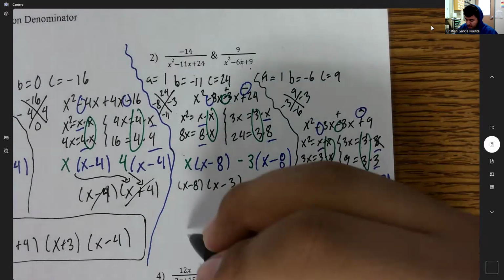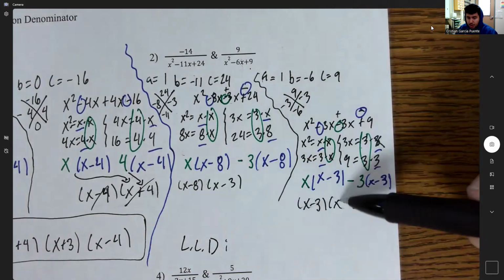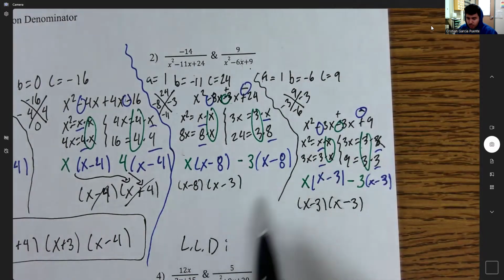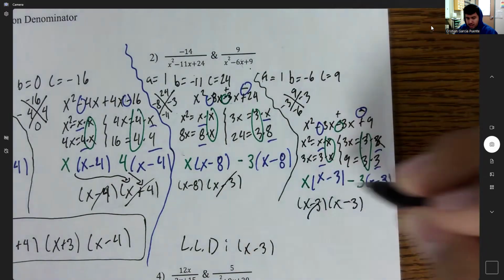And now for the LCD, our final step. It's just looking at what they have in common. So over here, what do both of these two have in common? They both have 1 x minus 3 in common. So you go write down x minus 3. And when you write it, cancel it.